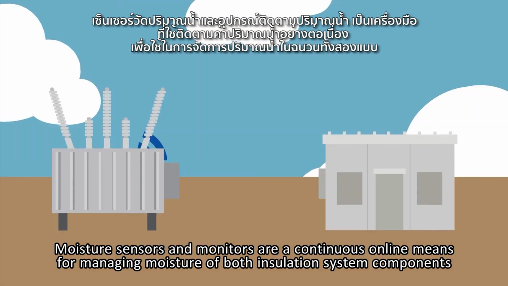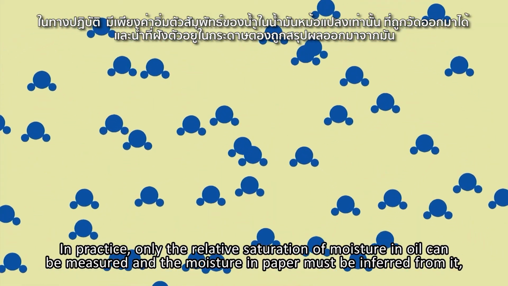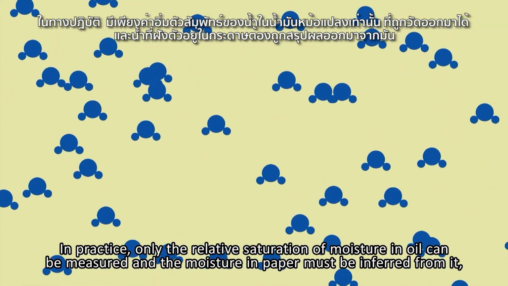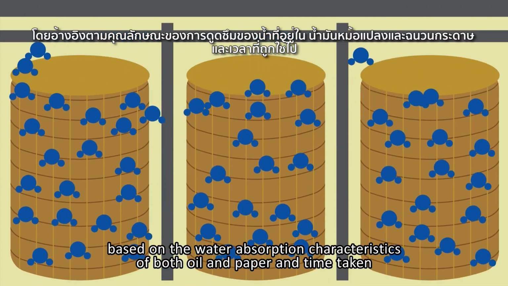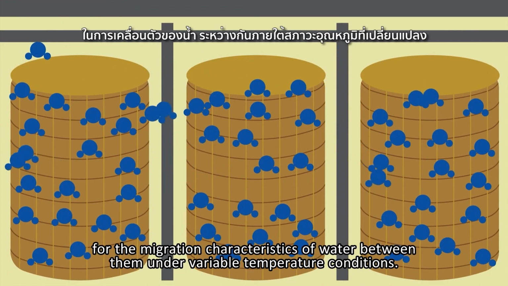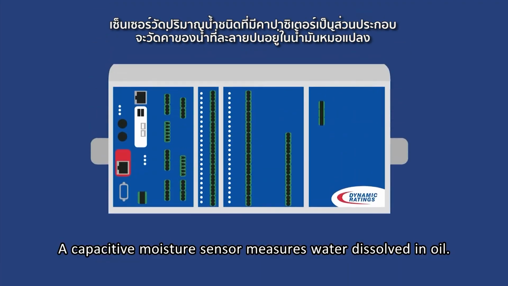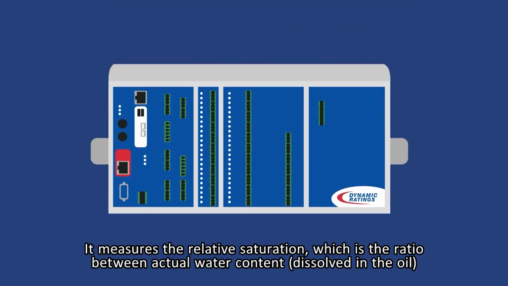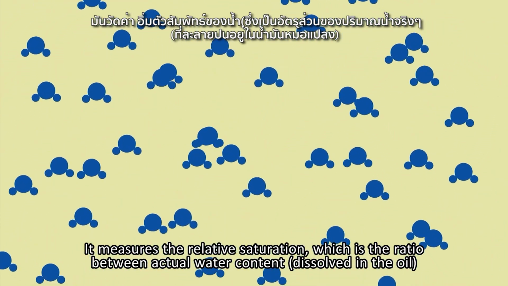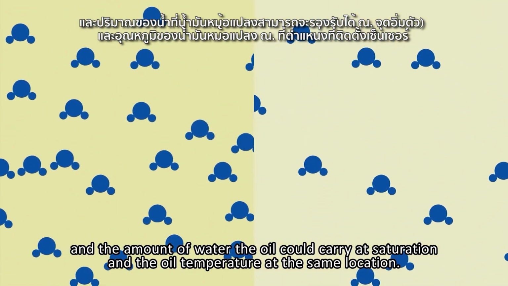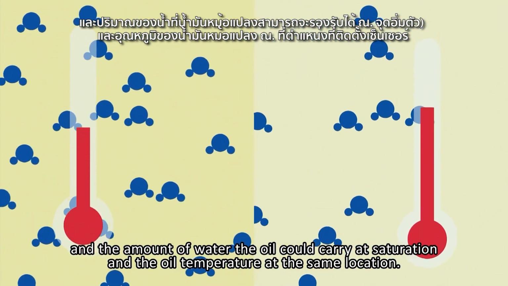Moisture sensors and monitors are a continuous online means for managing moisture of both insulation system components. In practice, only the relative saturation of moisture in oil can be measured, and the moisture in paper must be inferred from it, based on the water absorption characteristics of both oil and paper and the time taken for the migration of water between them under variable temperature conditions. A capacitive moisture sensor measures water dissolved in oil. It measures the relative saturation, which is the ratio between actual water content dissolved in the oil and the amount of water the oil could carry at saturation and the oil temperature at the same location.